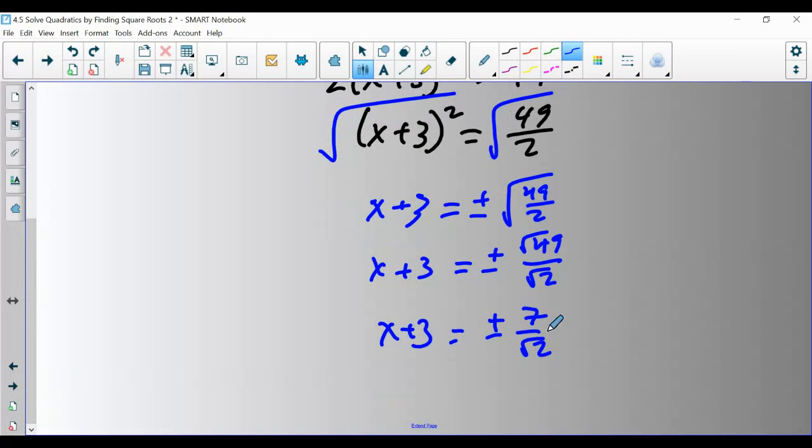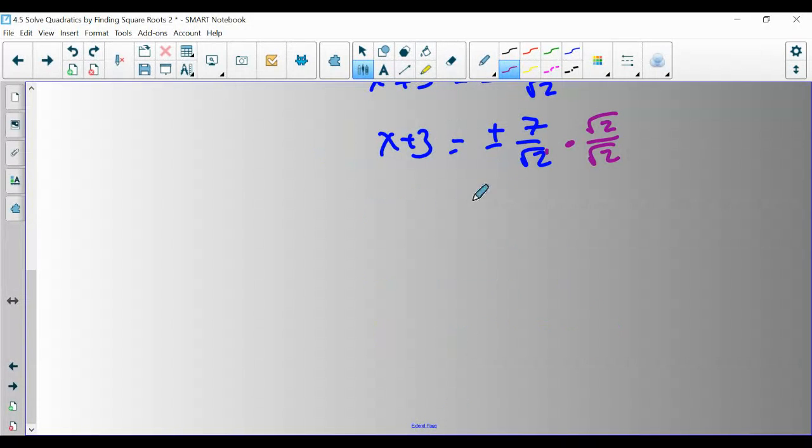And I'm not allowed to have a root in my denominator. So what do I do? I multiply by 1. That's not 1. It's going to be whatever is in the denominator, right? Root 2 over root 2, because that's what the denominator was. So it would equal plus or minus 7 times root 2, which is 7 root 2. And root 2 times root 2 is just 2.